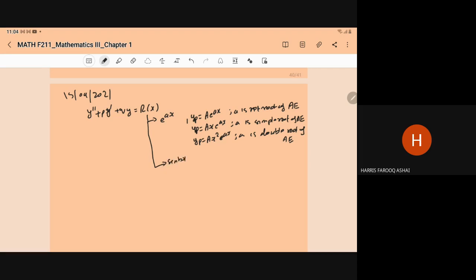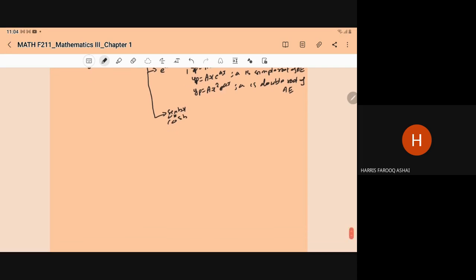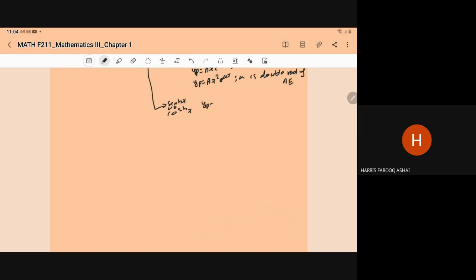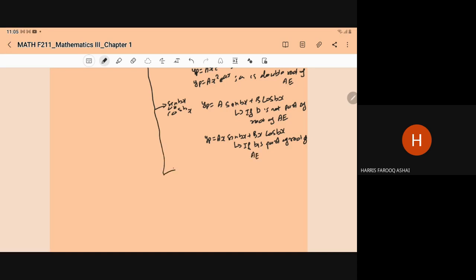Now when R(x) is sin bx or cos bx, at that time yp we consider as A sin bx plus B cos bx if b is not part of a root of the auxiliary equation, or we take yp as A x sin bx plus B x cos bx if b is part of a root of the auxiliary equation.